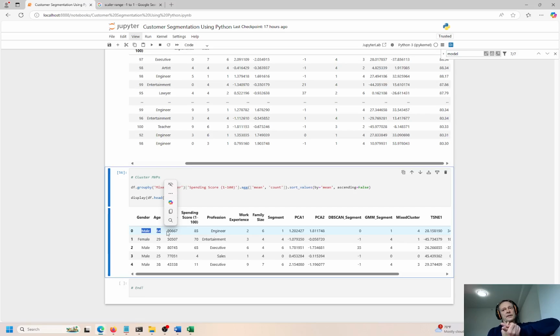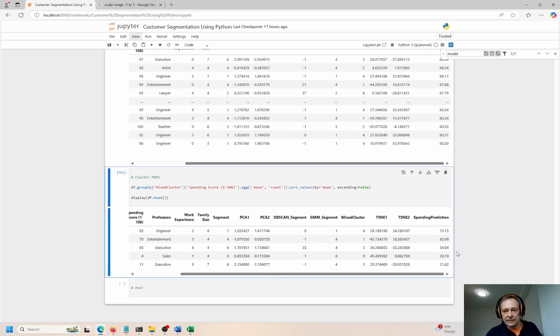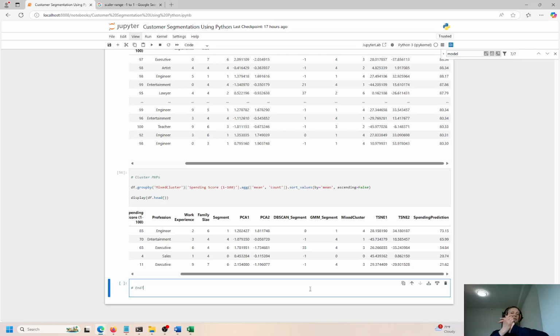But we don't need people's names. We just need to know the demographic. Males, 64, we should spend money and spend time trying to find these people. Female 29, male 79, male 25, male 38. And this is a spending prediction. 73% likely, 65, 54, 20, and 21. And that's it, guys. That's how you do it.